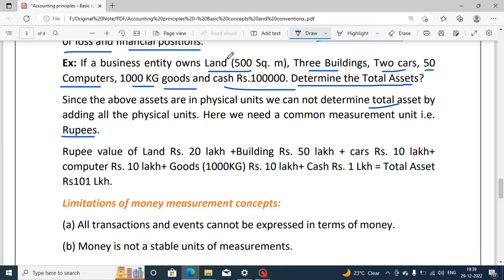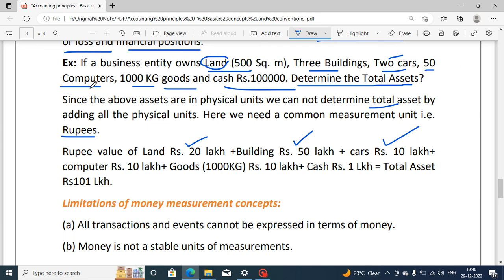The monetary value of land is 20 lakh. What is the monetary value of three buildings? Three buildings' monetary value is 50 lakh. What is the monetary value of two cars? Two cars' monetary value is 10 lakh. That means each car is 5 lakh. 50 computers' monetary value is 10 lakh.